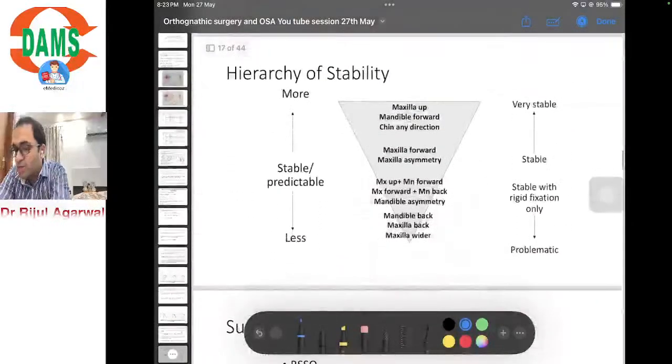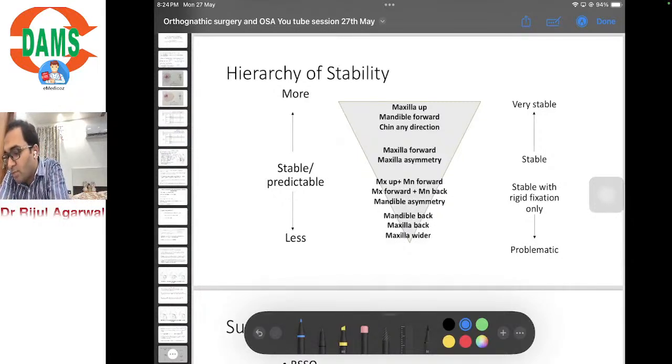Next comes the second important question, which is most commonly asked in your exam, the hierarchy of stability. The most stable procedure, the least stable procedure. This diagram represents the exact order of stability. Okay, so the most stable would be the maxilla up or mandible forward, and the least stable would be the maxilla widening or the increase in the transverse dimension.